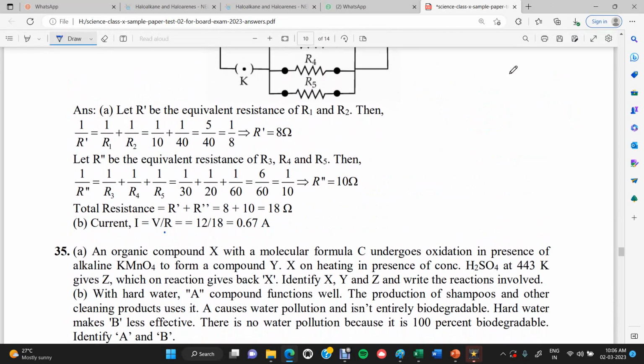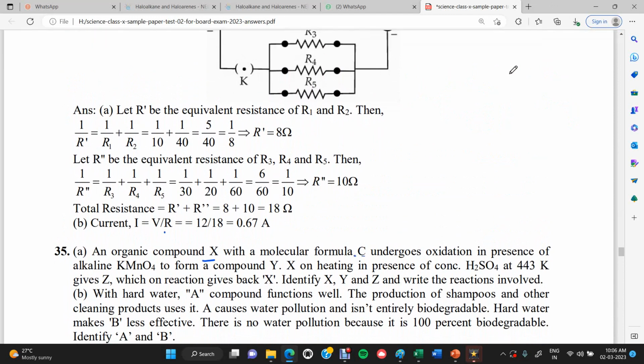Riddle. We can go for this riddle. This will be interesting. An organic compound X with the molecular formula C... they didn't give the molecular formula. X undergoes oxidation in the presence of alkaline KMnO4 to form a compound Y. So let me write short notes like this. X undergoes oxidation to give Y. X on heating with conc. H2SO4 at 443 Kelvin gives Z, which on reaction gives back X. Identify X, Y, Z and the reactions involved.